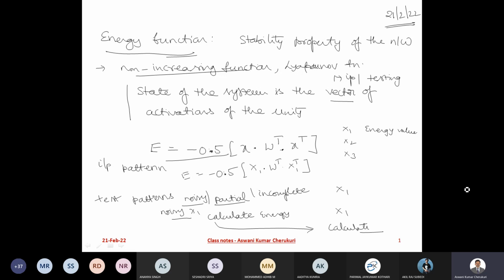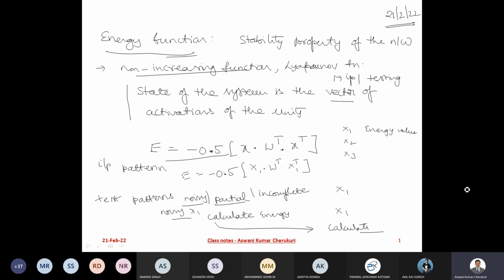So the point is, when you calculate the energy function for the input patterns that are used to create the memory, and then for the noisy patterns when you use them for testing, you can notice that the energy values have come down, and finally they get stabilized to be the same, because the network has converged.